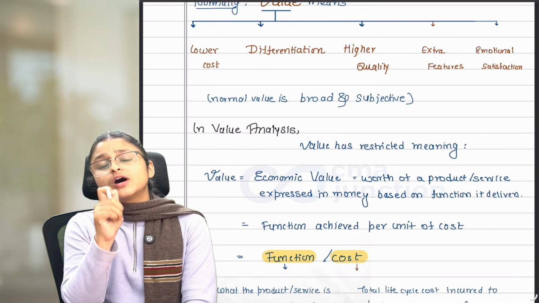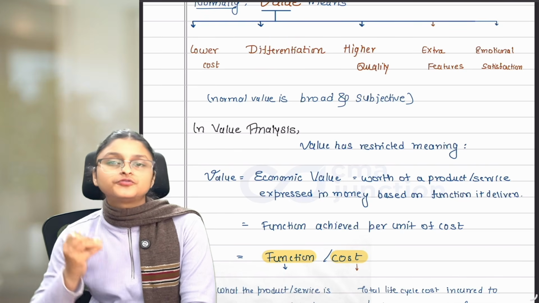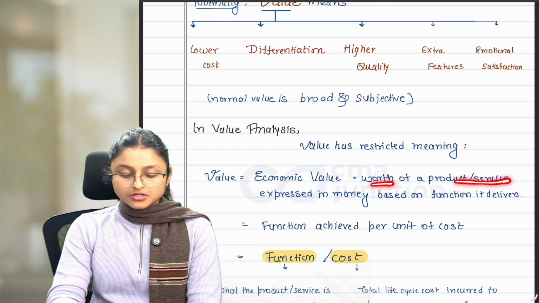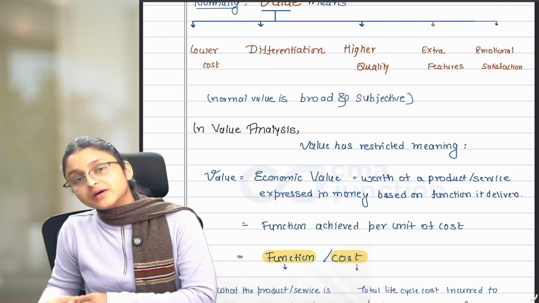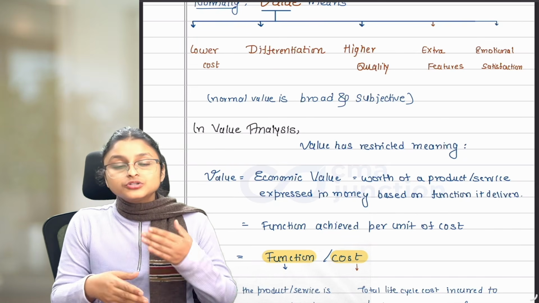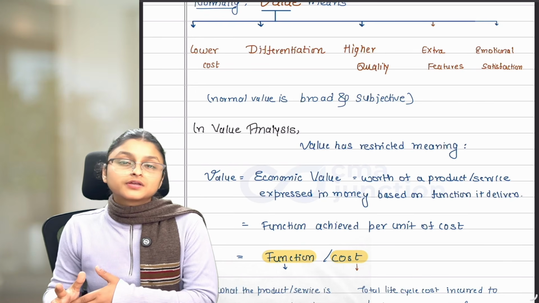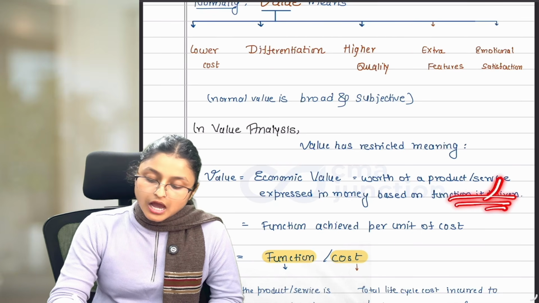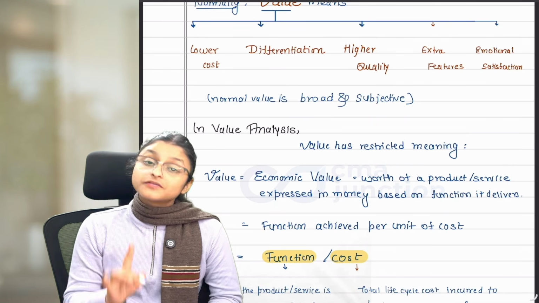We focus only on one thing, and that is economic value. How economic value can be improved. Now, what is economic value? Economic value is worth of product or service expressed in money. When you express your product or service in terms of money, that is economic value. But how will this worth be defined? On the basis of what function your product can perform. So, on the basis of the function my product is performing, how much my product is worth, that is known as value, economic value.